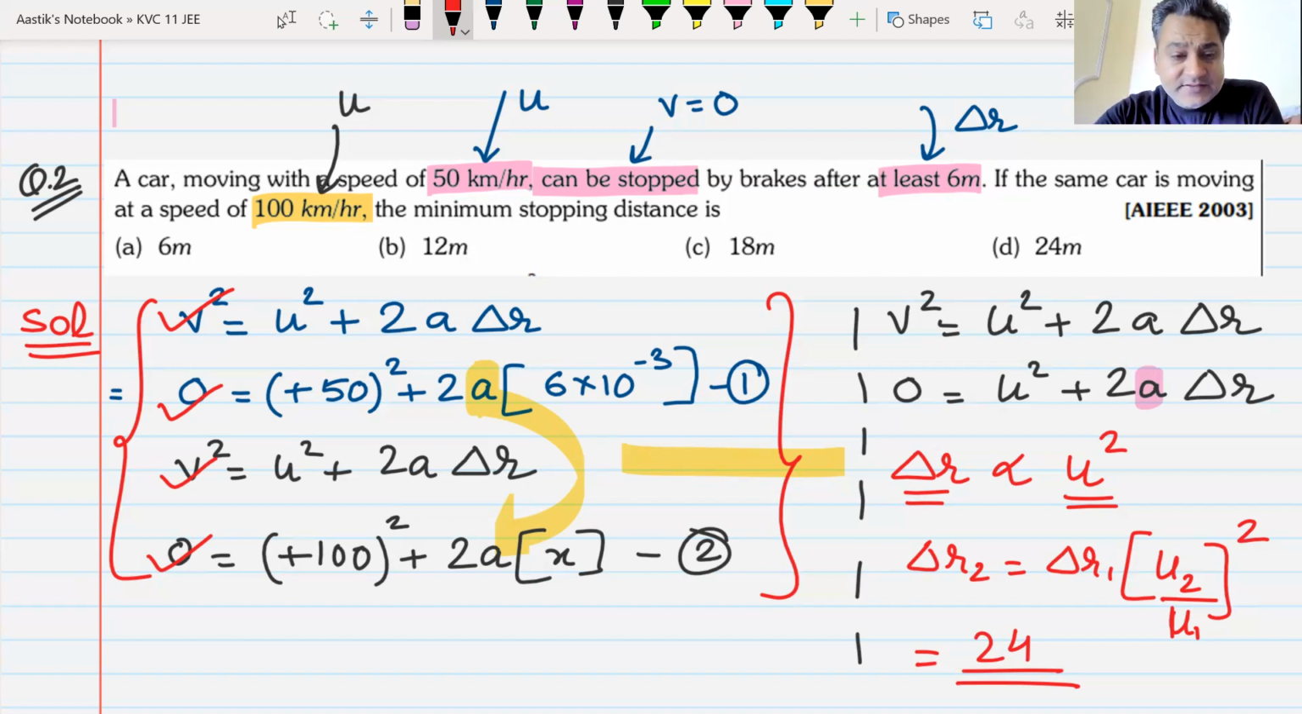We will be continuing with the same topic in the next class: equations of motion with uniform acceleration. We'll then move on to motion under gravity and wind up this chapter with your graph. So I'll see you in the next class.